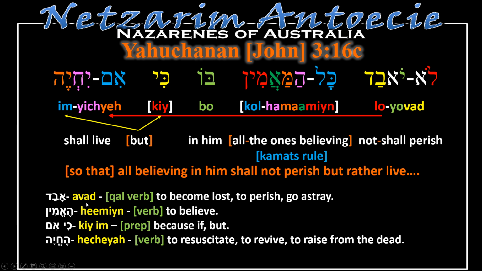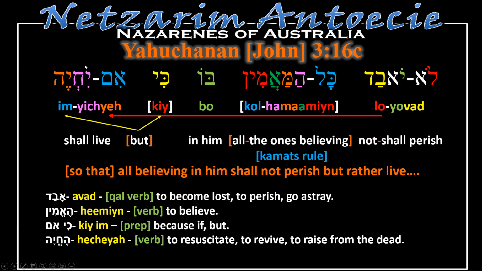Well, it's because the yod is future and the root of it is chai. Right, now down here we have avad, a kal verb, to become lost, perish, go astray, and then he'emin is the verb to believe, and then ki im, as we had before, because if or but. But then we've got hechiya, which is a verb to resuscitate, to revive, to raise from the dead. Again, we've got the root in there is chai, right? We know means to live. With the he in front, it is like to cause to live. And they use it as the word for revive, you know. But here it is shall live.